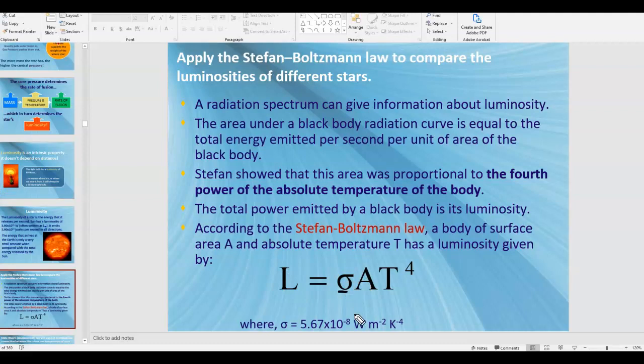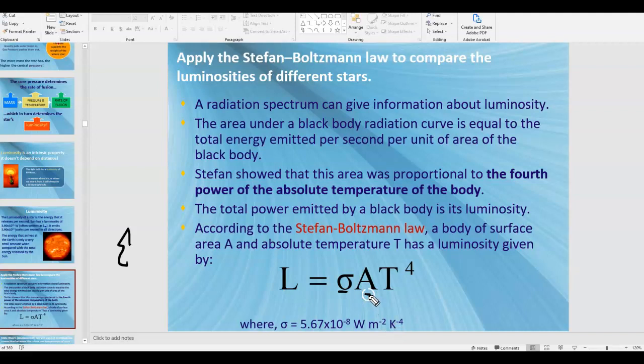That's a lowercase sigma, not to be confused with an uppercase sigma, which is used in math to represent a sum. This sigma is a constant. This is known as the Stefan-Boltzmann constant. It is given to you in the data booklet, and it has a value of approximately 5.67 times 10 to the negative 8 watts per square meter per Kelvin to the fourth power.